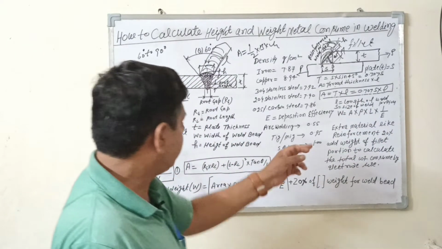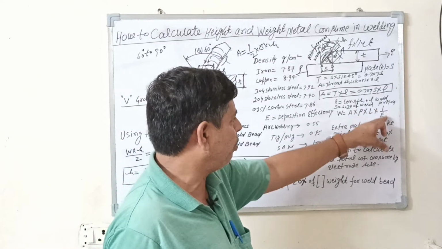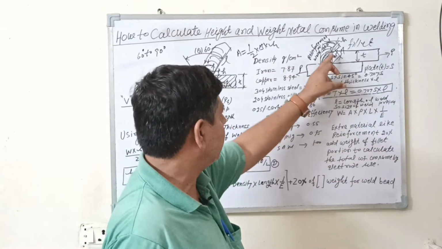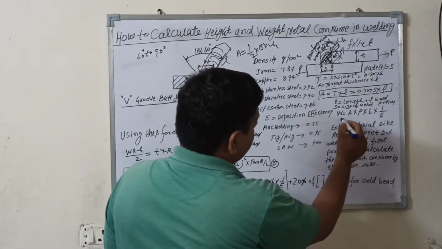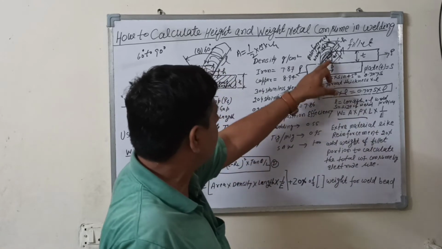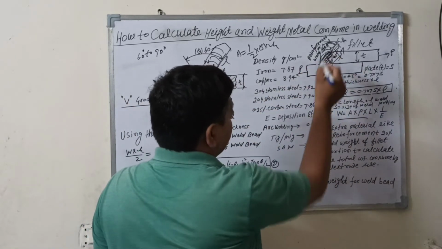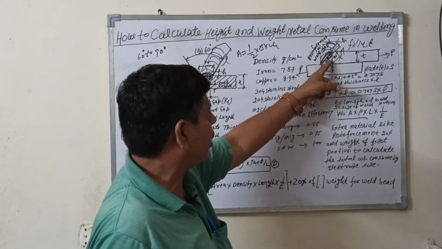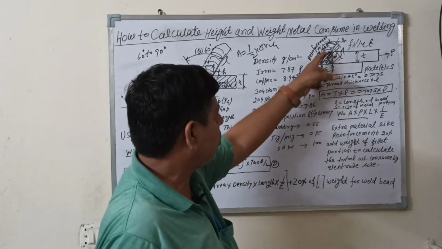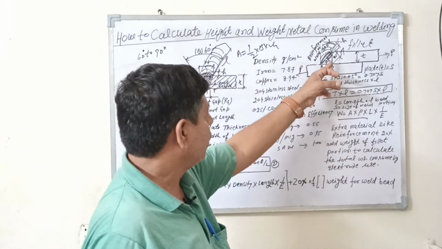The weight formula is the same: A into density into L into 1 by E. The extra material, this area, is the weight. This formula gives the weight for only this figure. This is the extra material. Extra material means reinforcement. Then 20% of this weight is added to calculate the total weight of this figure.